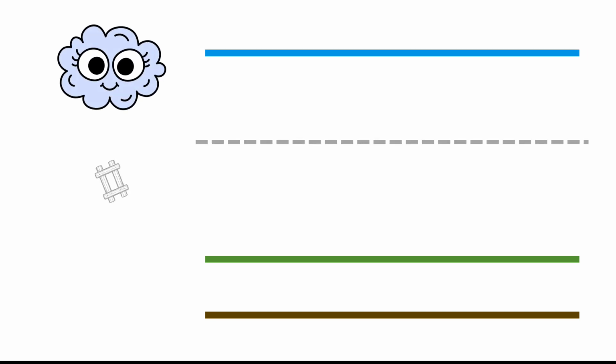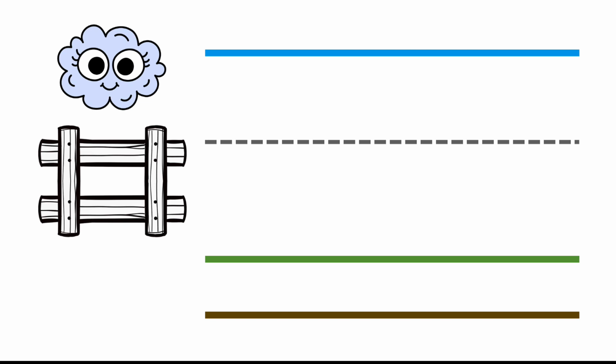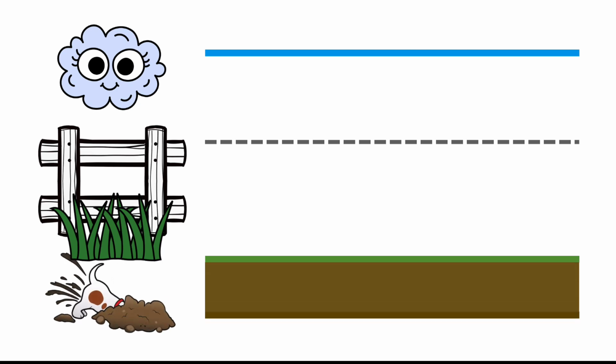Hi friends! We're going to learn some symbols to help us remember how each letter touches the lines. The top line is called the sky line. The middle line is called the fence line. The grass line is the bottom line where most letters sit. And the area below the grass line is the dirt area.